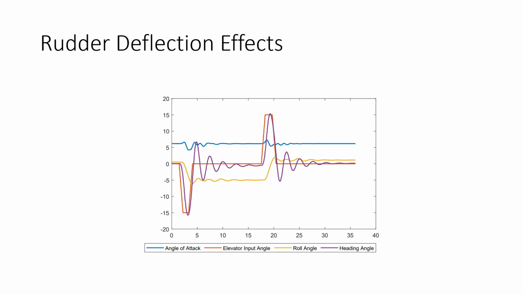This chart shows how the heading angle varies with rudder input. As the rudder is deflected to the left, this causes motion of the aircraft to move to the right, and as the rudder is deflected to the right, this causes the aircraft to deflect to the left. The pitch seems to be more heavily damped than the yaw, with the heading angles oscillating after a maximum input of rudder.